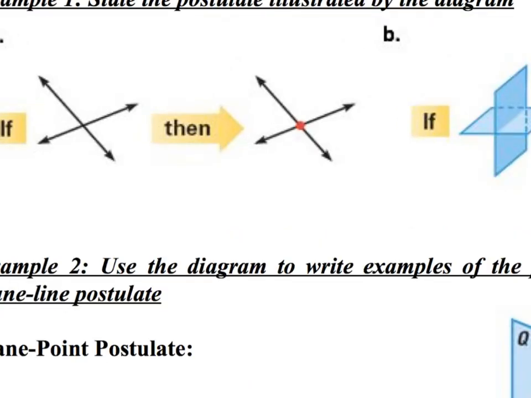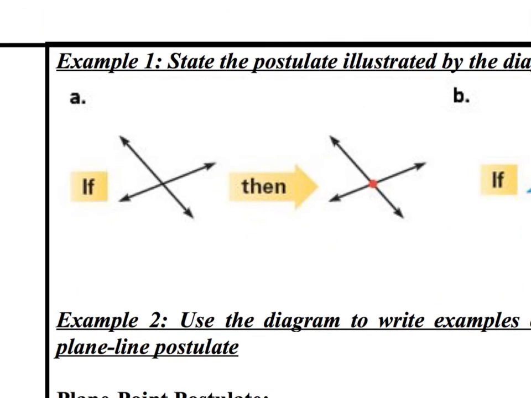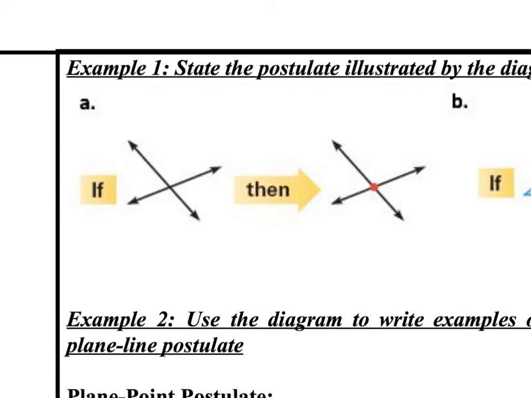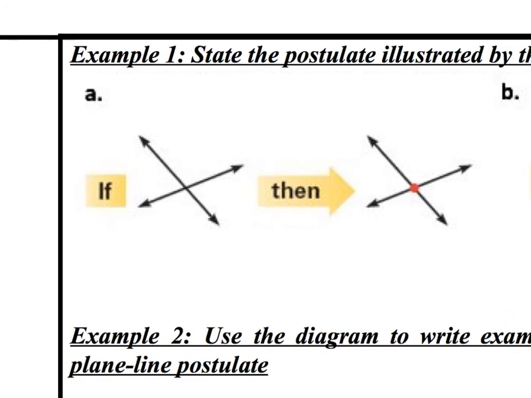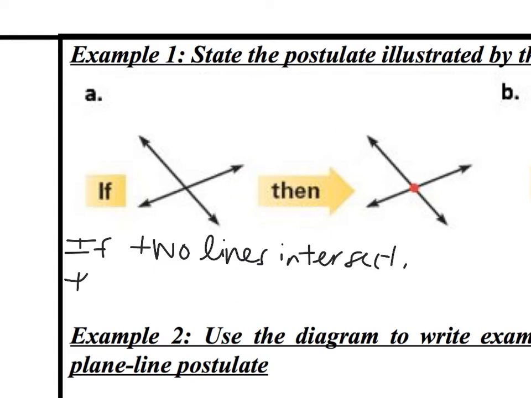Looking at A, which of those postulates does it demonstrate? Which one? The line. We're going to write the whole thing. If two lines intersect, then their intersection is exactly 1 point.